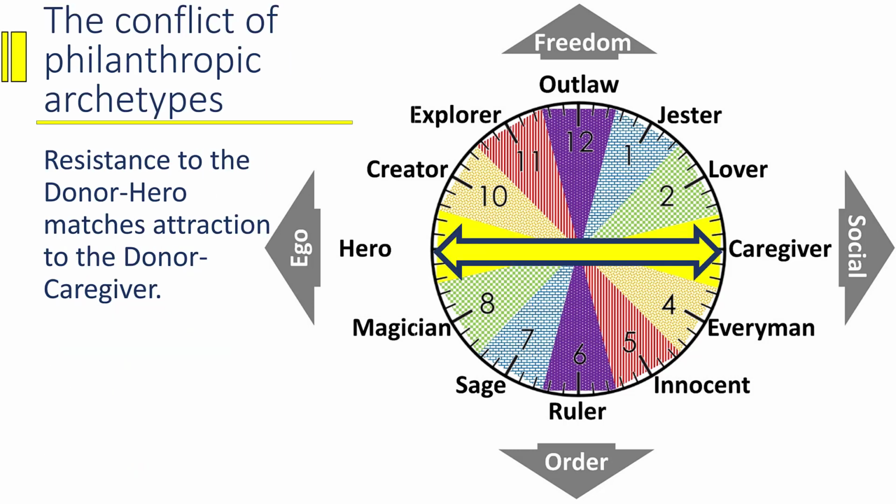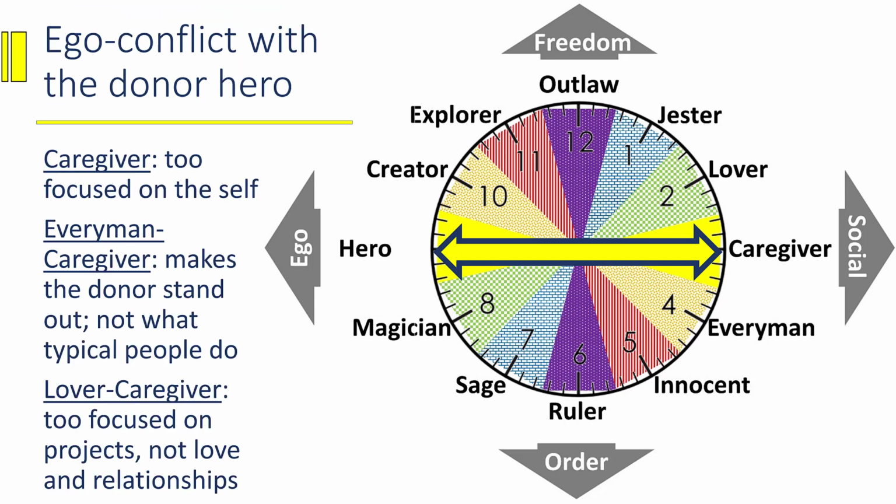The conflict of philanthropic archetypes. Does a donor strongly resist the hero story? This might reflect attraction to the shadow archetype. Resistance to the donor hero matches attraction to the donor caregiver. If the caregiver archetype feels natural, the hero will feel too egocentric. The hero is at the wrong location on the ego-social axis. This ego orientation conflicts with the caregiver archetype. It also conflicts with the lover caregiver and the everyman caregiver.